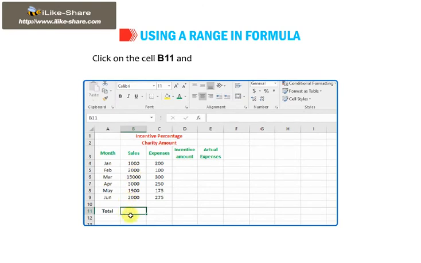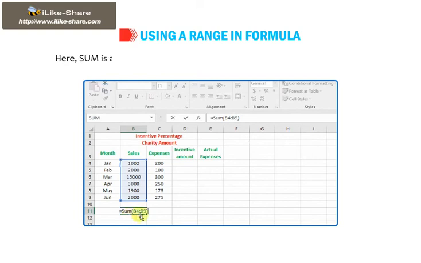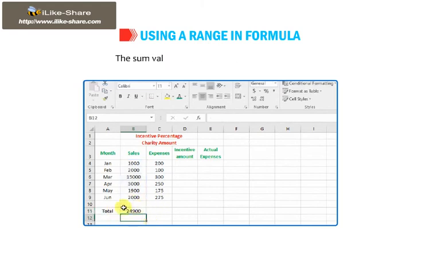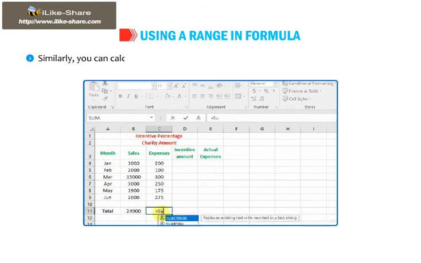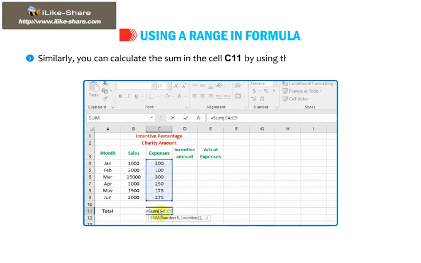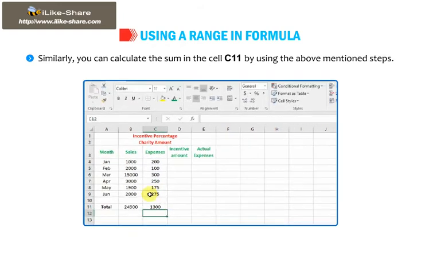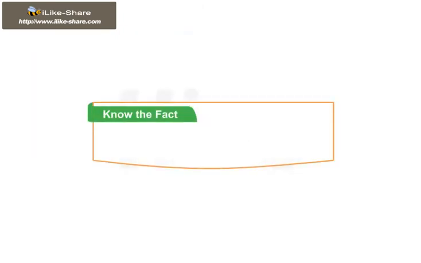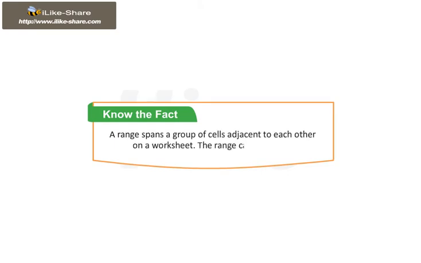Click on the cell B11 and type the formula equal to SUM(B4:B9). Here SUM is a built-in function of Excel that helps in adding up the numbers. Press the Enter key. The sum value will be displayed in the cell B11. Similarly, you can calculate the sum in the cell C11 by using the above mentioned steps. Students, note that a range spans a group of cells adjacent to each other on a worksheet. The range can be used in formulas.